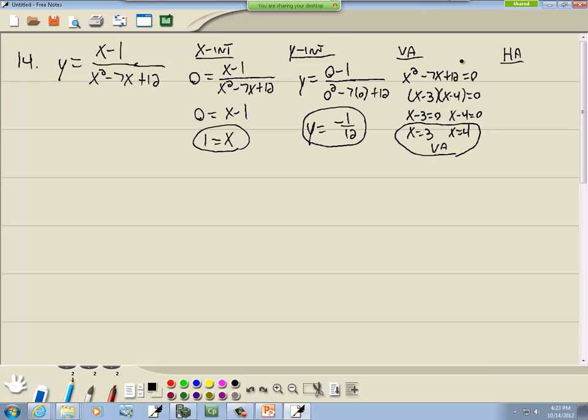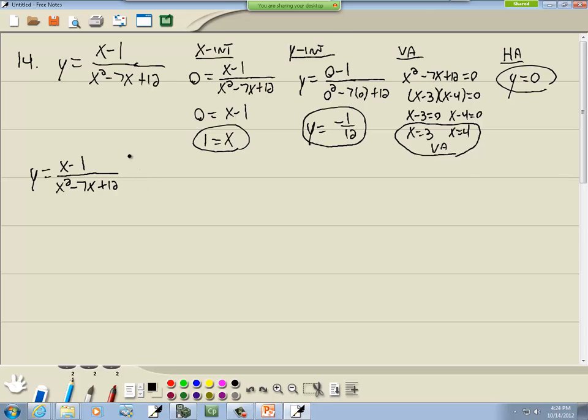Now horizontal asymptotes. Degree of the top is 1, degree of the bottom is 2. So the degree of the bottom is larger. If the degree of the bottom is larger, then it's always y is equal to 0. Well, let's find our increasing, decreasing, and our extrema, our mins and maxes.